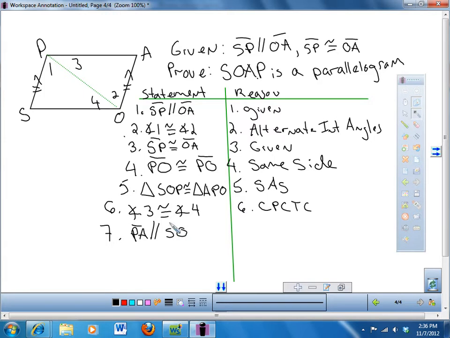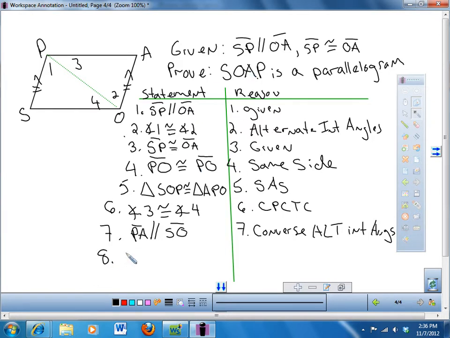And that's really called the converse of alternate interior angles. So meaning if the angles are congruent, then the lines are parallel. So you could write it as the converse of alt int angles, something like that. And then now what can I say?